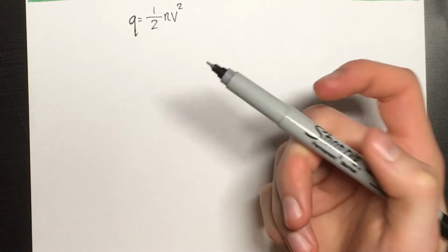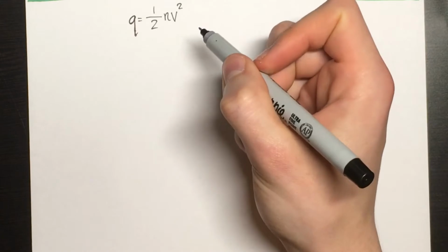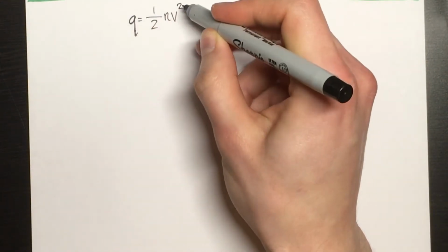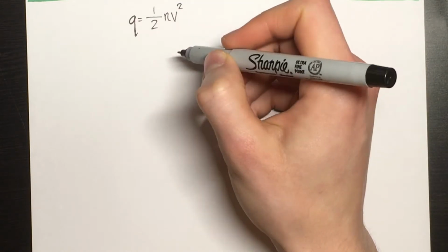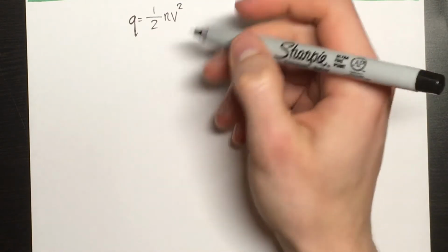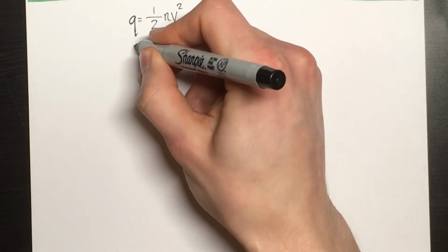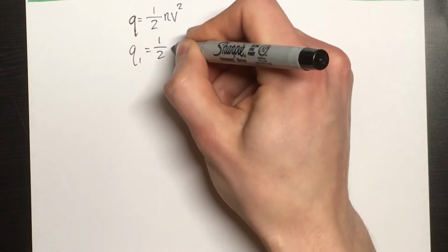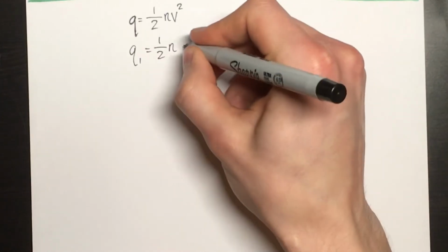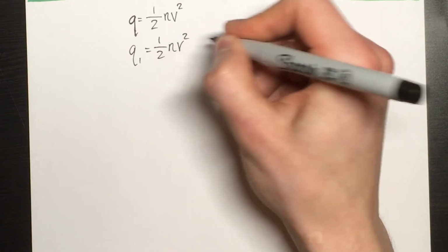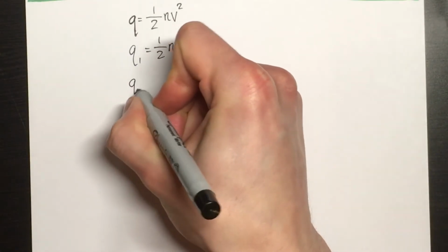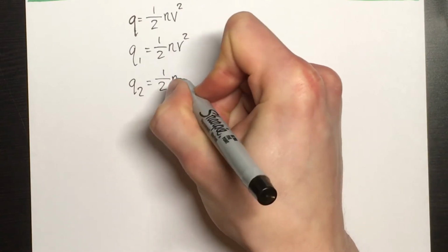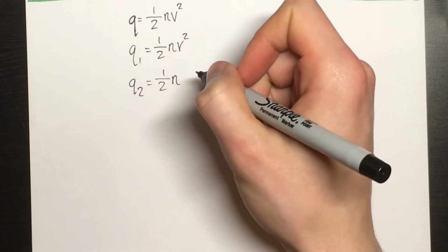So let's just say in this case that we want to find the ratio of the Q's between something with a velocity v and a velocity 1.5 v. So Q1, let's just say of the slower one, is just equal to this, right? It's 1/2 times n, which is just some constant, times v squared. It's some velocity v. Q2 is equal to 1/2 n, right? It's just a constant, but this one has 1.5 times the velocity.